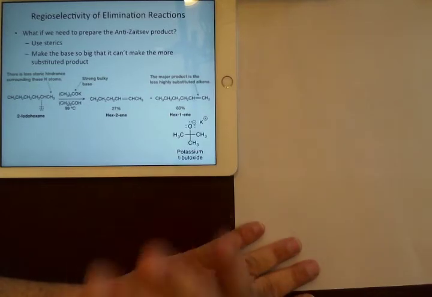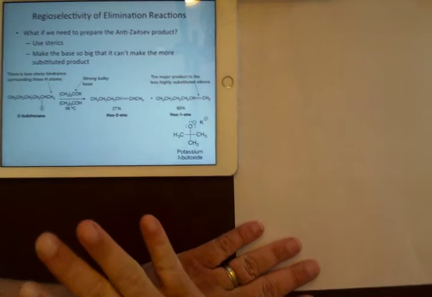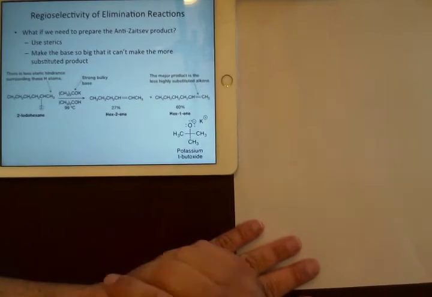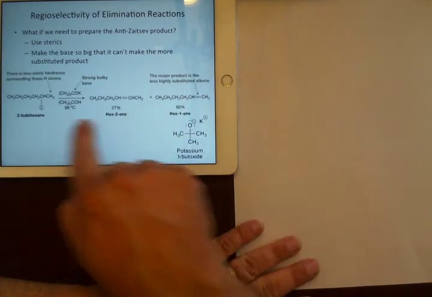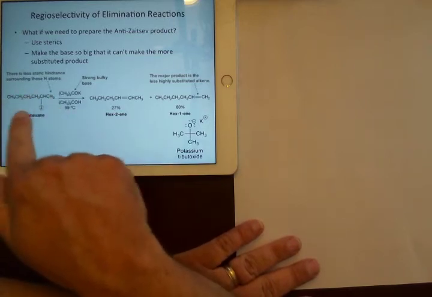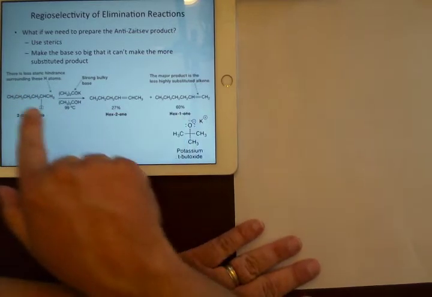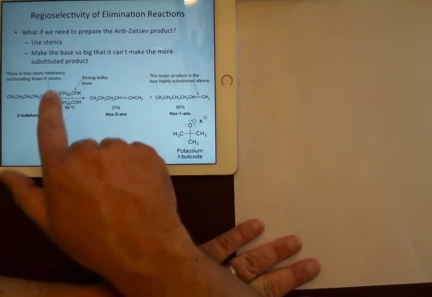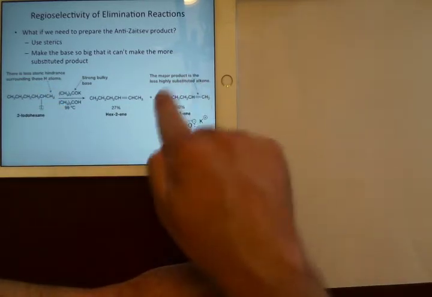Well, there actually is a solution. You just make the base really, really big. Make it so big that it can't actually get over here. There's steric clashing to be able to get over on this side. And so what it does is it takes what it can. It takes it from this methyl group, and you get mostly this product.